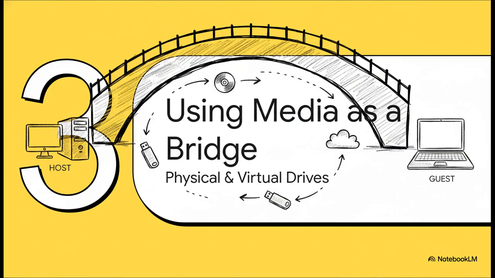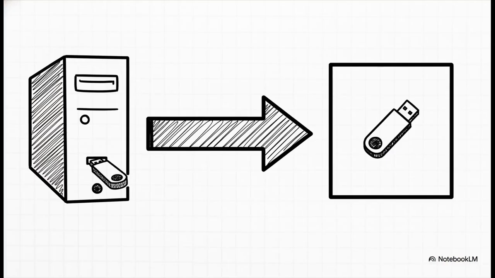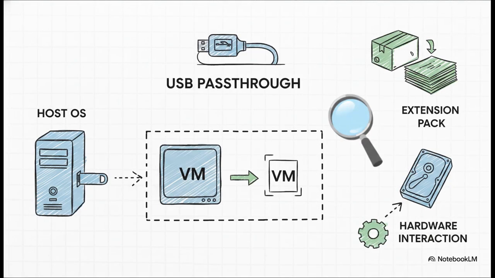Now we're going to talk about using media, both physical and virtual, as a kind of bridge to carry your files across. Let's start with the physical world. Got a USB drive with all your files on it? Well, instead of copying them to your host computer first, you can actually pass the entire USB device directly to your virtual machine. This is called USB pass-through, and it's a really cool concept.